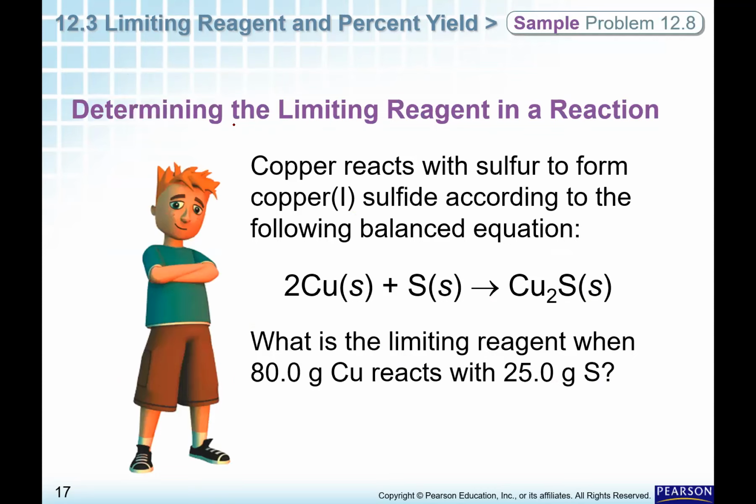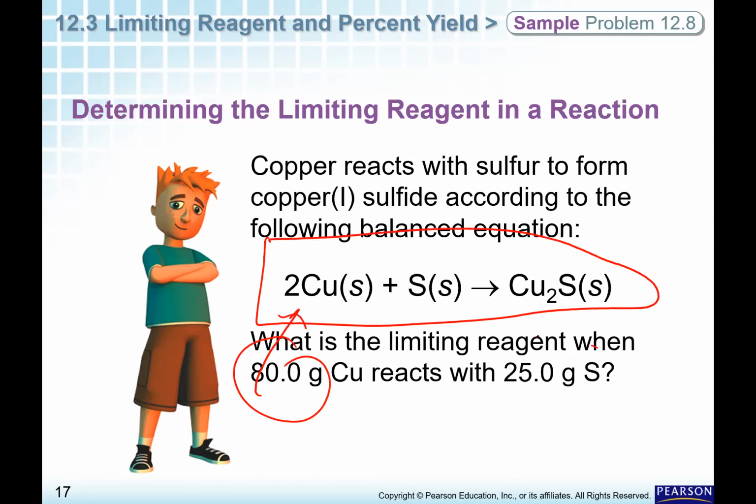This guy in front of you is saying that he wants to run a reaction of copper with sulfur to produce copper sulfide. Copper 1 sulfide. This is the chemical equation in front of you, and the question is, if we have 80 grams of copper with 25 grams of sulfur, which one will be the limiting reagent, Mohammed Musab? Is it the sulfur or the copper?